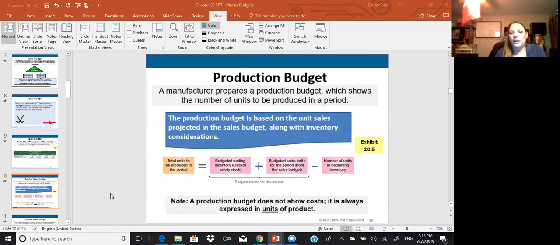So when you're planning your production budget, you're looking at, how much do I have to start with? How much do I need for this period? And how much do I need to have left over at the end of my period? And you look at it backwards. So it's like, okay, so at the end of the period, let's say I have nothing, right? If we go back and look at our sales budget, maybe we won't go back and look at our sales budget.